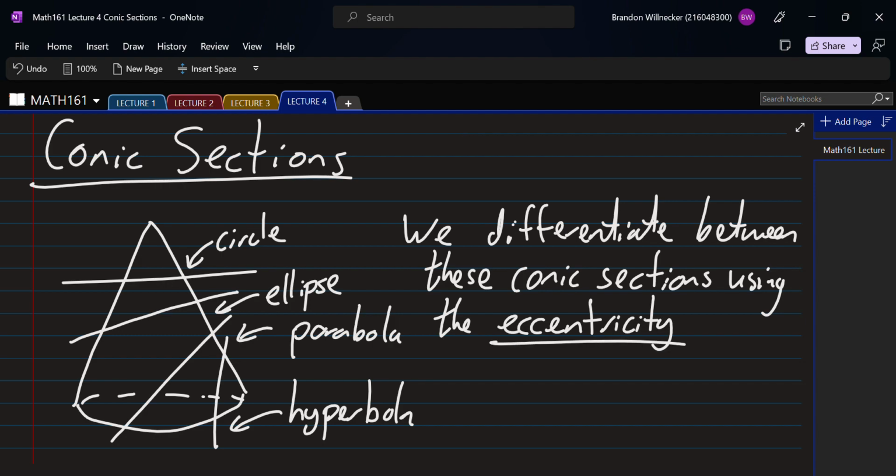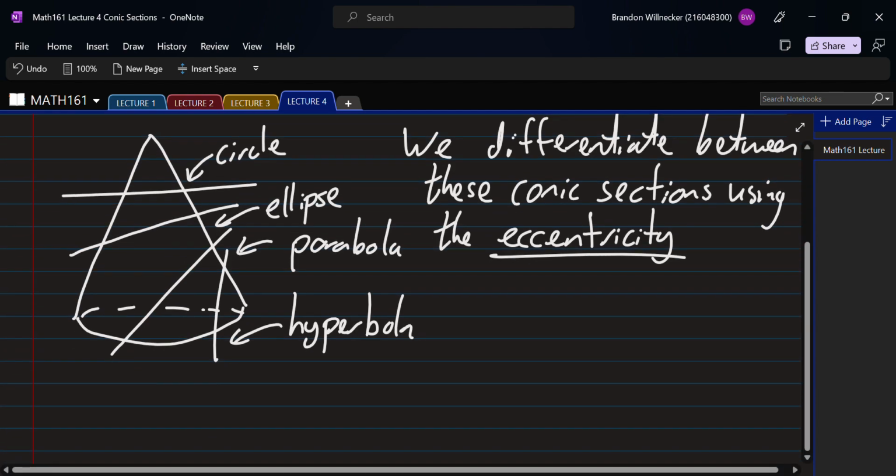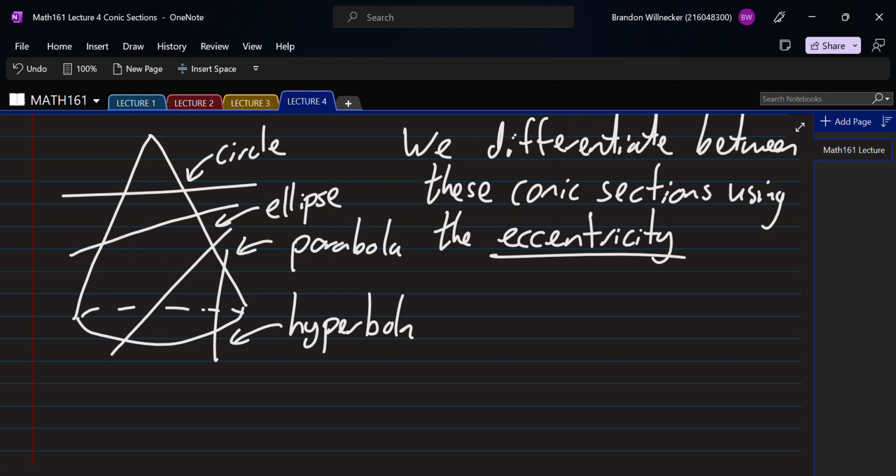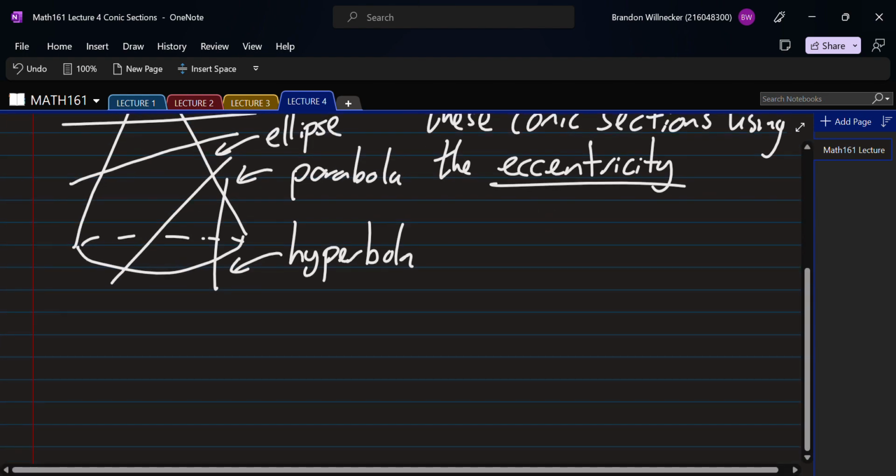The eccentricity is just a number that we can calculate, and that will tell us where along the list we are. As a quick example, if the eccentricity is 0, then it's a circle. If the eccentricity is 1, it's a parabola. If it's between 0 and 1, it's an ellipse. If it is greater than 1, then it's a hyperbola. So depending on the eccentricity value, we have a different conic section. We can summarize all of this in a nice table.